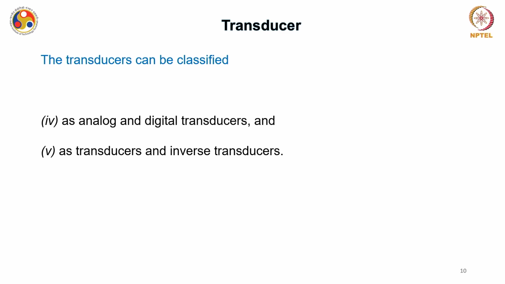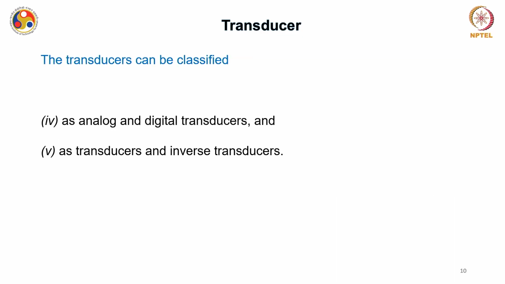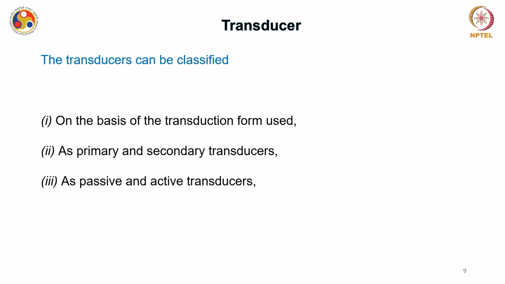Okay, they can also be classified based on what kind of signal they give in the output, as analog and digital transducers, and we have a unique category of classification of transducers as a simple transducer and an inverse transducer. Okay, so let's see them one by one so that our concept of this classification of transducers is clear.